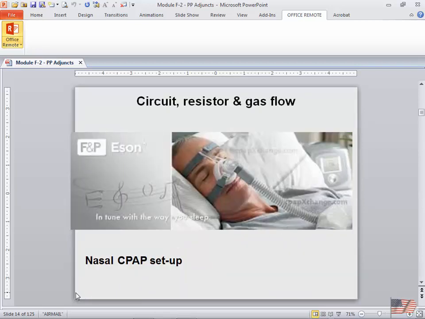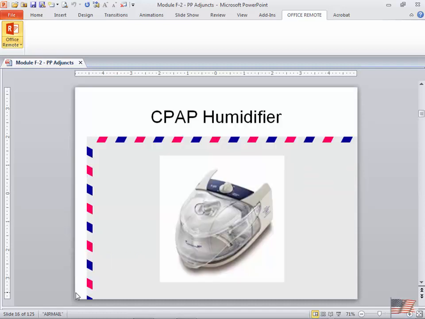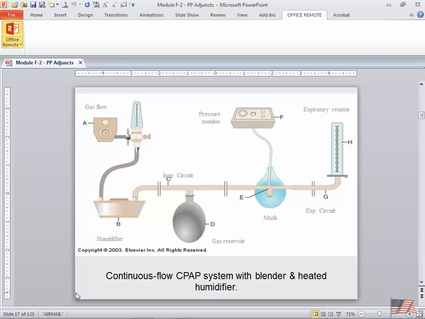Oops, wrong one. So here's your typical home unit where we would use nasal CPAP for patients with obstructive sleep apnea. Some of them, because it's dry gas at high flows, you may want to humidify it. So if the patient is complaining of dryness, there's an option that we have as far as the CPAP humidifier.